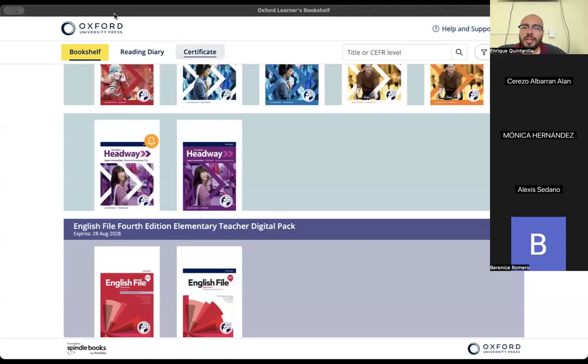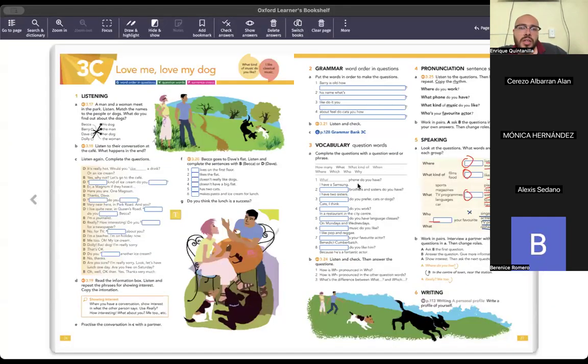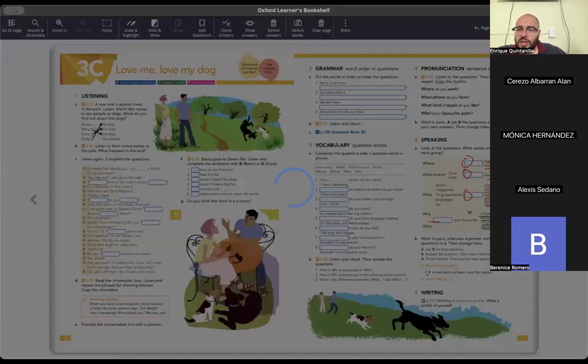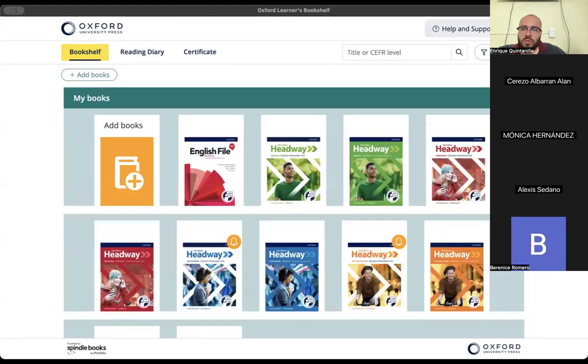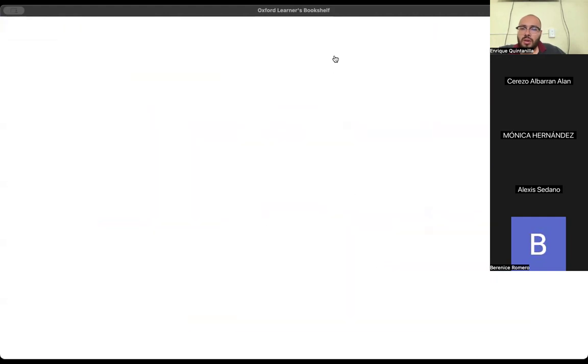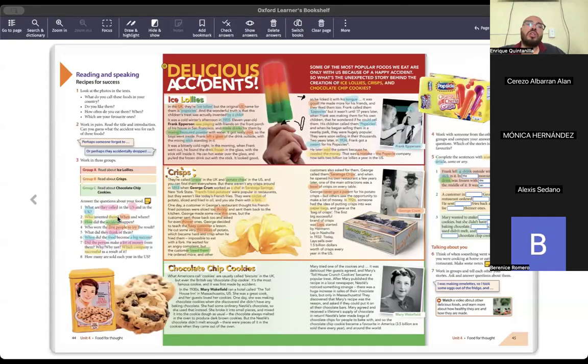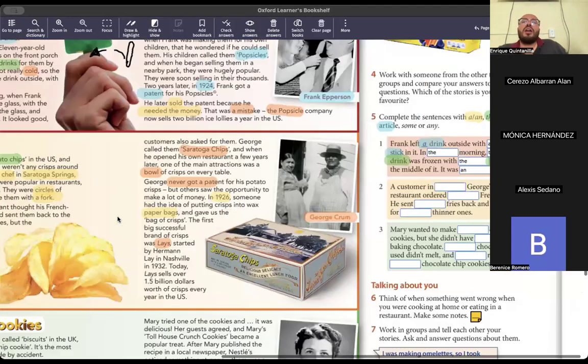Vocabulary there in USA, no? Okay, so no, it's not that book, sorry. It was crisps, ice lollies, and biscuits, chocolate biscuits, okay?